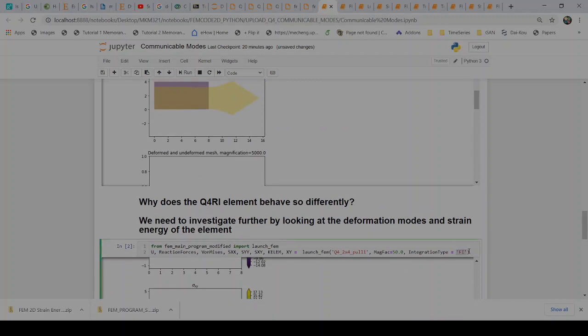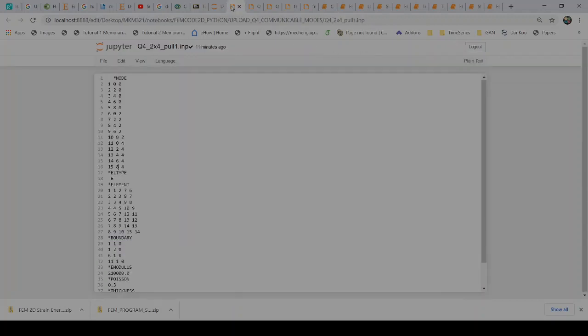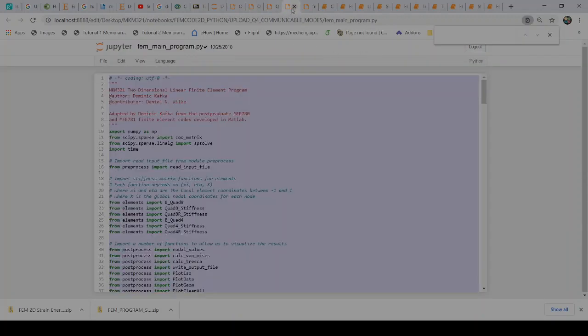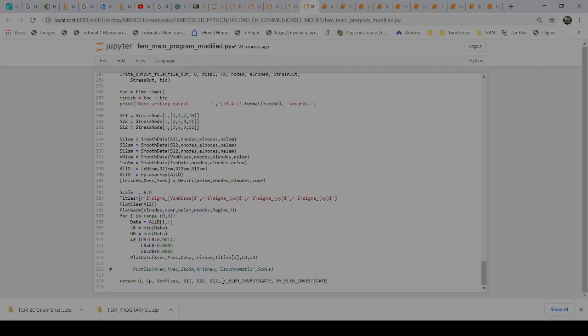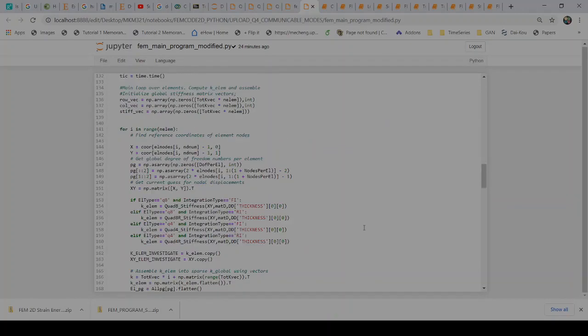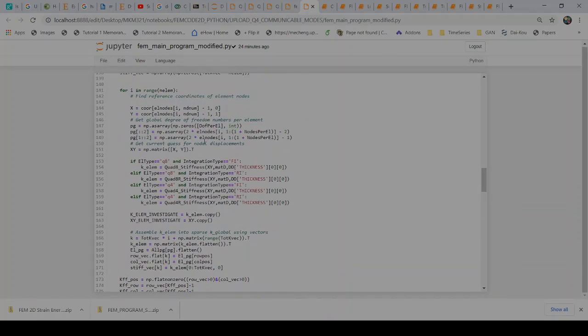So first, let's do the full integration Q4 element. For that, I've created a modified main program. The only difference with this modified program is that I'm returning the typical element stiffness matrix and the coordinates for a typical element in that mesh. When I go through the loop over the elements, I just make a copy of k element and the x and y coordinates for the element, and this is what I return. This is the only modification compared to the normal main program.